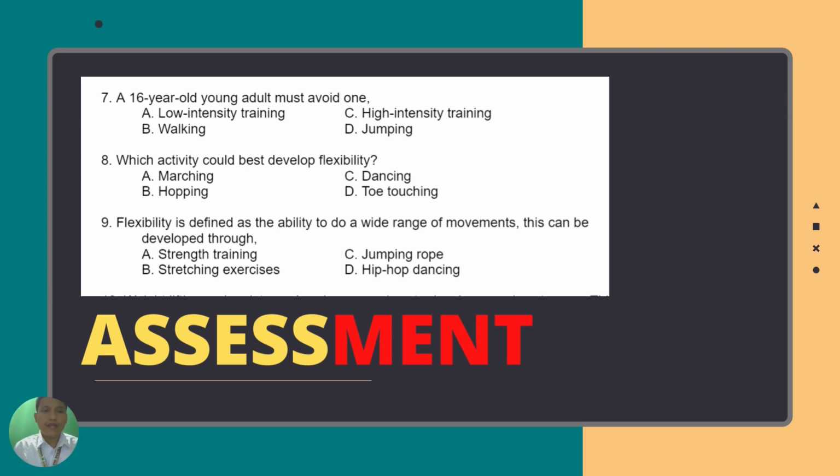Number 7, a 16-year-old young adult must avoid A, low-intensity training, B, walking, C, high-intensity training, or letter D, jumping? Question number 8, which activity could best develop flexibility? A, marching, B, hopping, C, dancing, or letter D, toe touching?